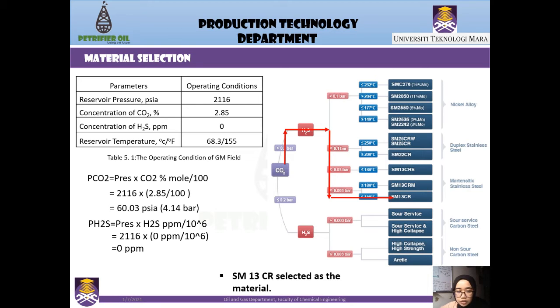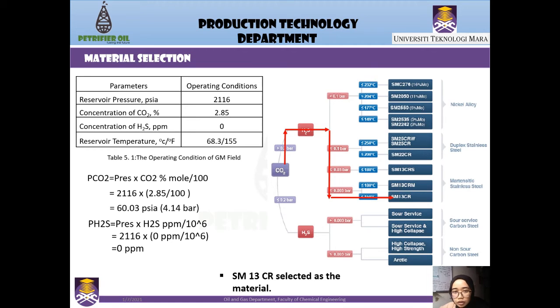And then we can see that the PH2S is 0 ppm, so it is lower than 0.003 bar. And for the temperature of the reservoir, it is 68.3, so it is lower than 150 degrees C, if I'm not mistaken.